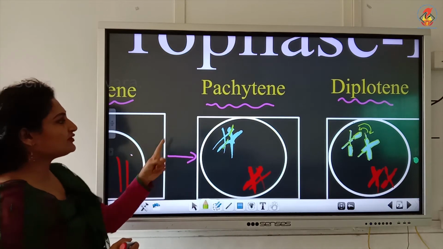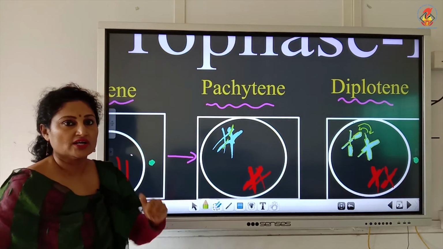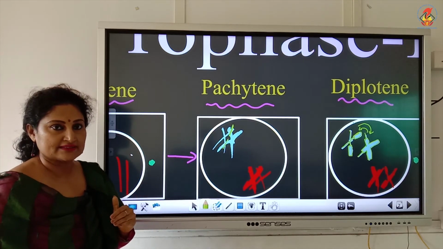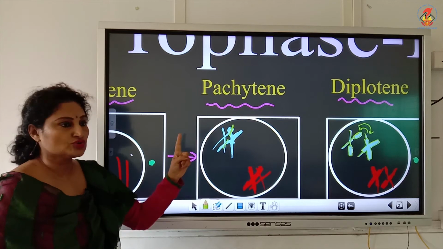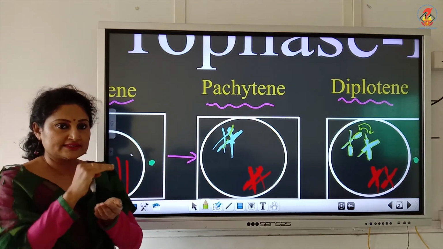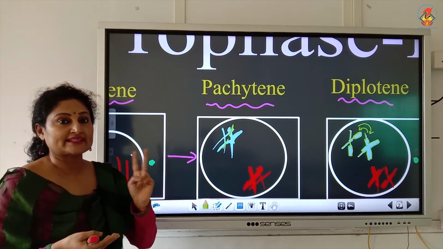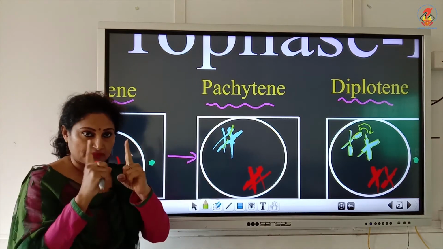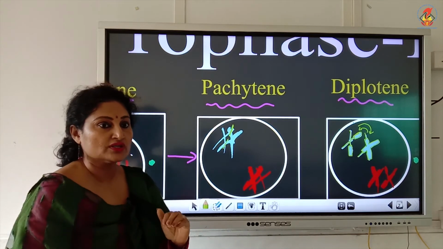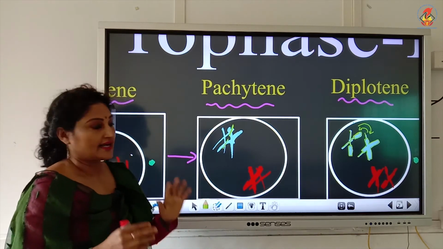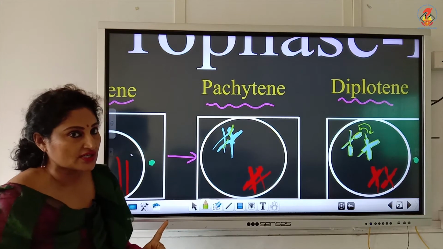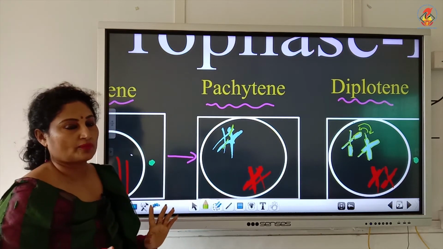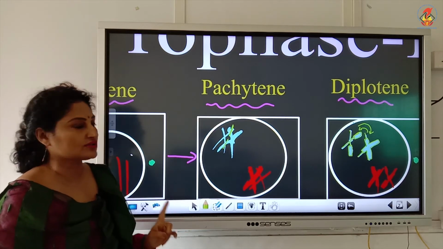Clear? So once again, what are the events occurring in Pachytene stage? Further condensation of the homologous chromosomes, the bivalents, and they become tetrads. So the two blues further condense to form two X-shaped structures, forming one tetrad, and the two red bivalents further condense to form the red tetrad. And not only that, there is crossing over between adjacent non-sister chromatids.